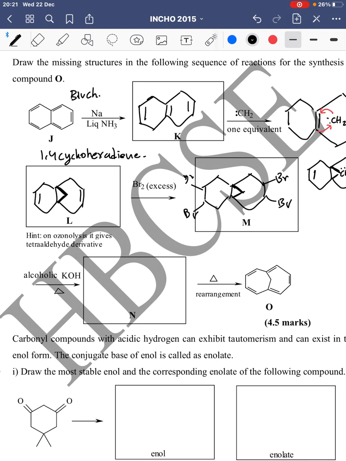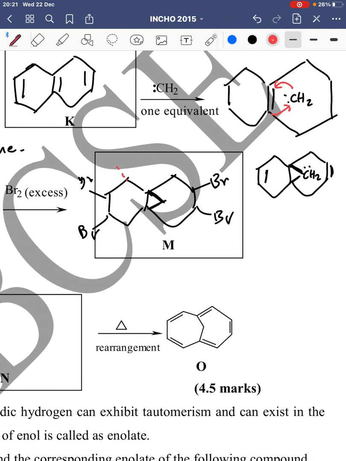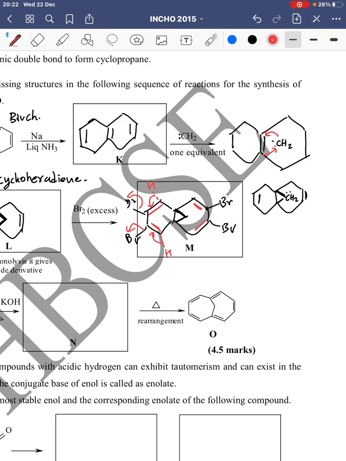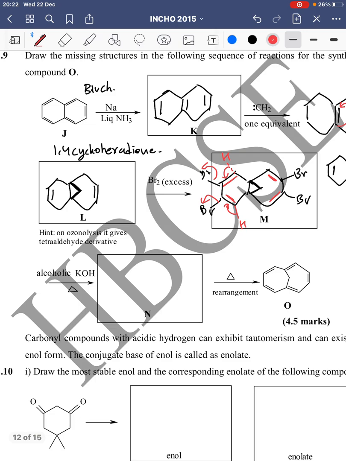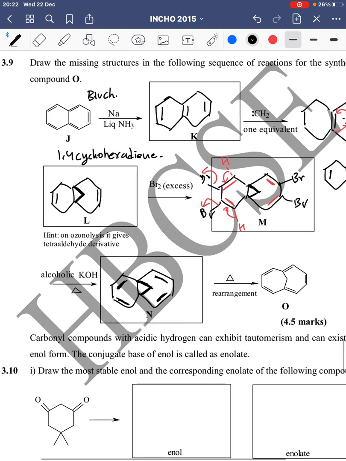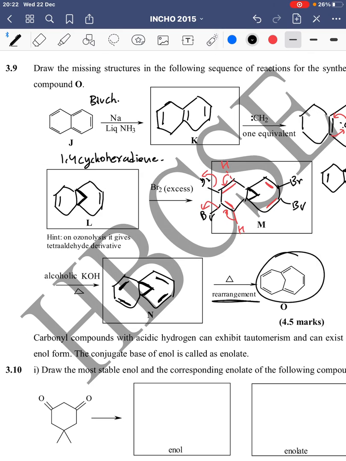And now we add alcoholic KOH, which will work in the dehydrohalogenation and form carbocation. How this will work is that this hydrogen present here would give its electron here, and the Br leaves, so a double bond is formed here. This hydrogen will give its electron and the Br leaves, so a double bond is formed here as well, and it will form a double bond here and a double bond here for the N part. So we can draw N here as this, so this would be our answer for N, and this will rearrange to give this O molecule.